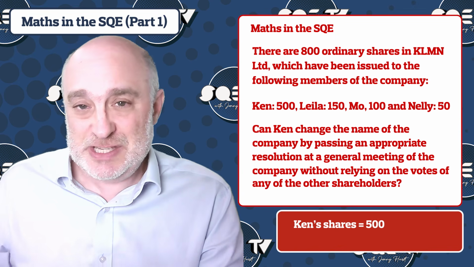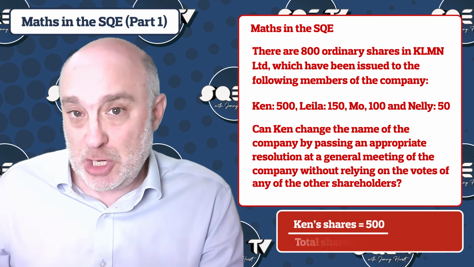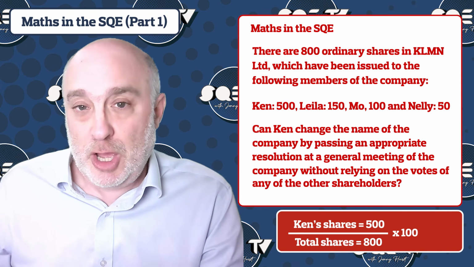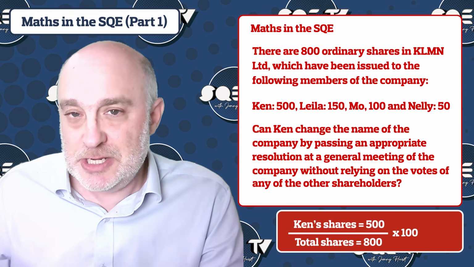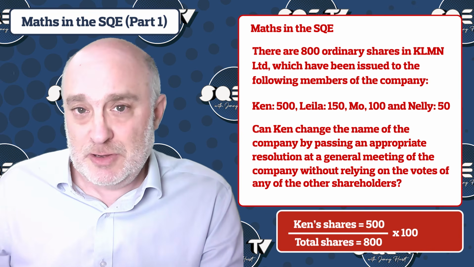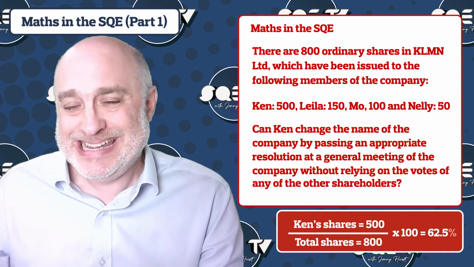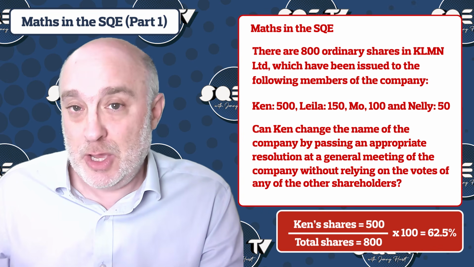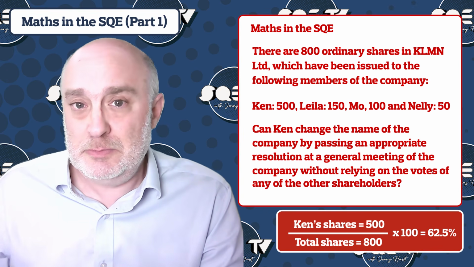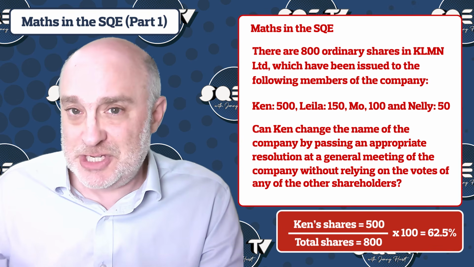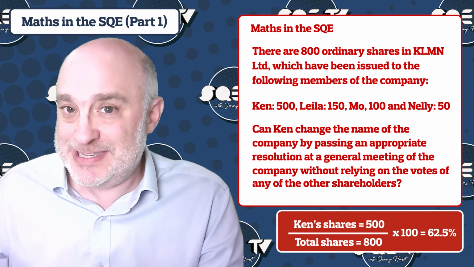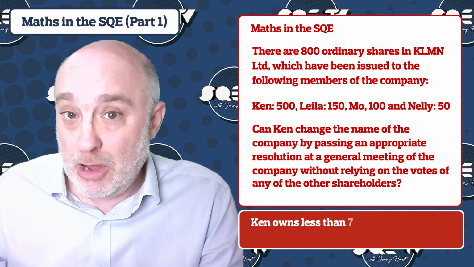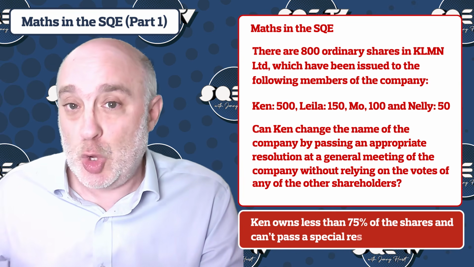We take Ken's shares, 500, and we divide it by the total of shares in the company, which is 800, and then we multiply that by 100 to give us the percentage. And we can see here that the answer, by punching the numbers in the calculator, is 62.5. That's the percentage shares that Ken owns in the company. So if he owns 62.5% of the shares, that's less than the 75% he needs to pass a special resolution. So to answer the question, he can't pass the special resolution on his own.